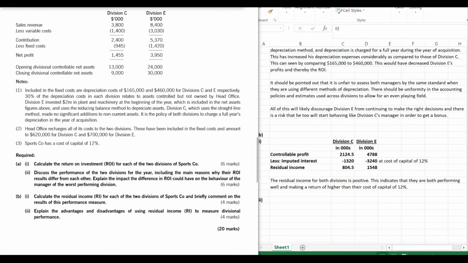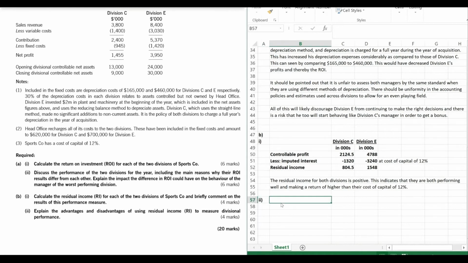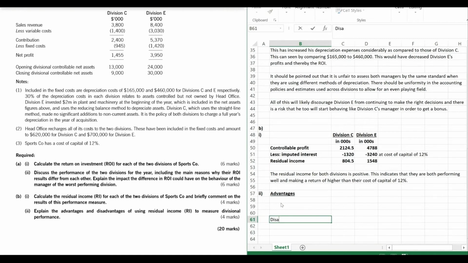Okay, part 2, explain the advantages and disadvantages of using residual income to measure divisional performance. So these can easily be covered, standard advantages and disadvantages, which we covered in our videos as well. So let's make a heading for advantages and let's make a heading for disadvantages. Okay, so advantages, what are the advantages of using residual income?